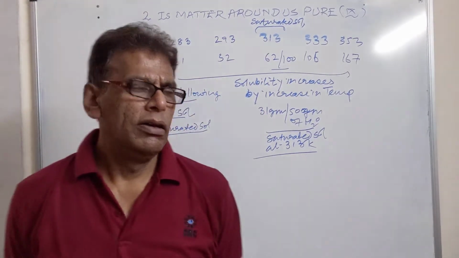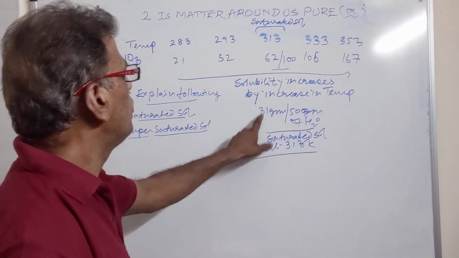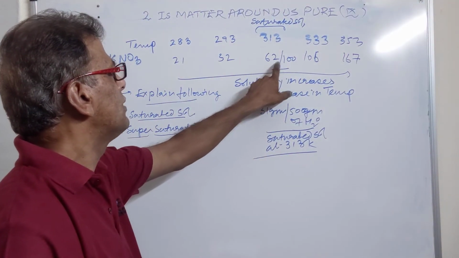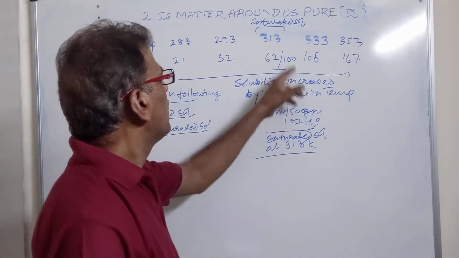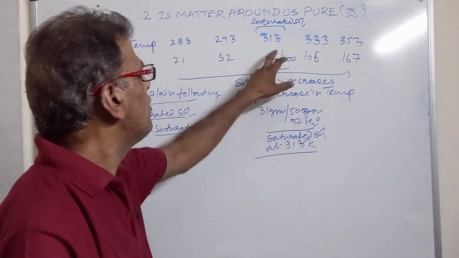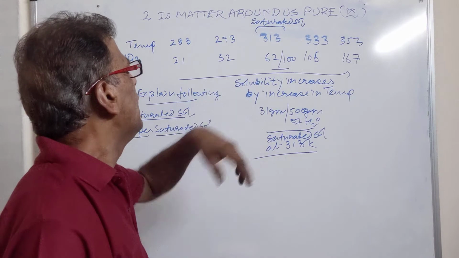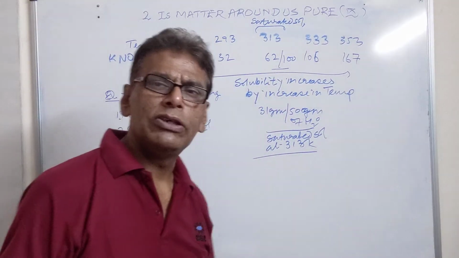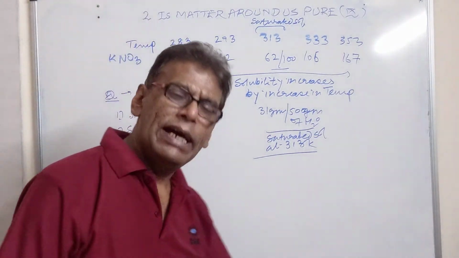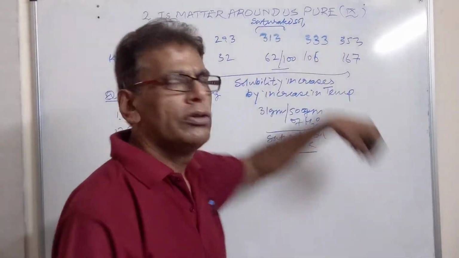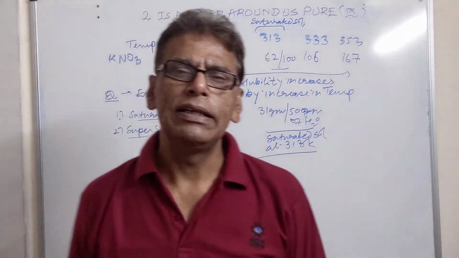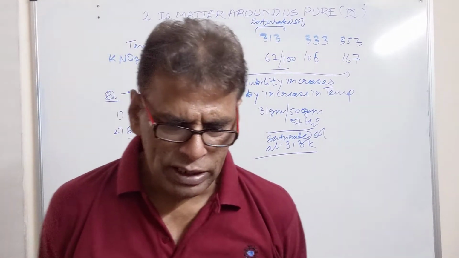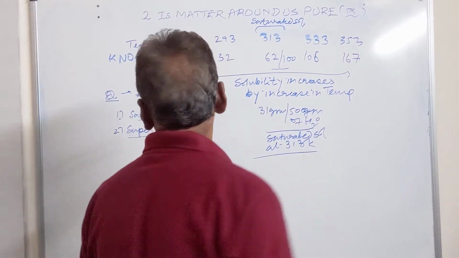For example, the solubility of KNO3 at 313 Kelvin is 62 gram per 100 gram at this temperature. If this sample is allowed to cool, then definitely some of the salt will come out of this solution and settle at the bottom. Therefore, more salt can be dissolved in this solution by heating it again. That will give us the supersaturated solution.